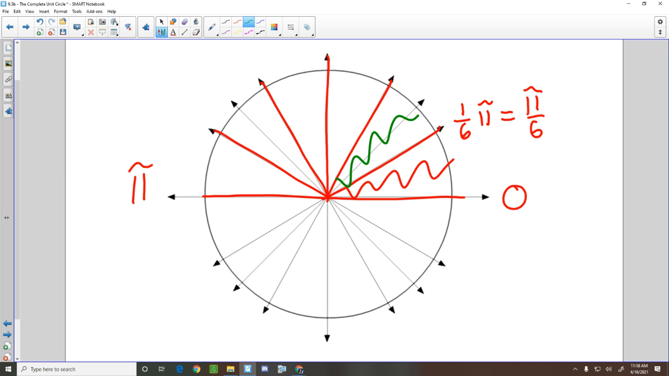If I take a second slice, well, now I have 2/6 of that pi, right? I'm just adding an additional slice. 2/6 of pi. But we can simplify that fraction. 2 over 6 is the same as 1 over 3. So this is 1/3 of pi, or pi over 3.